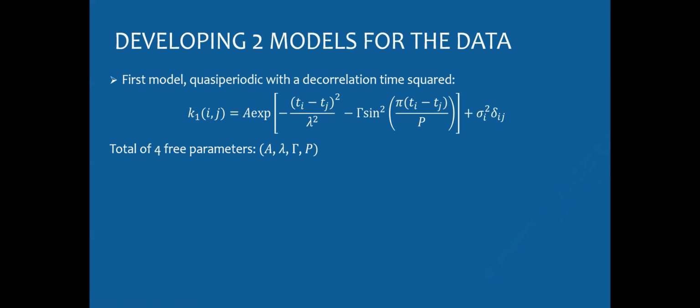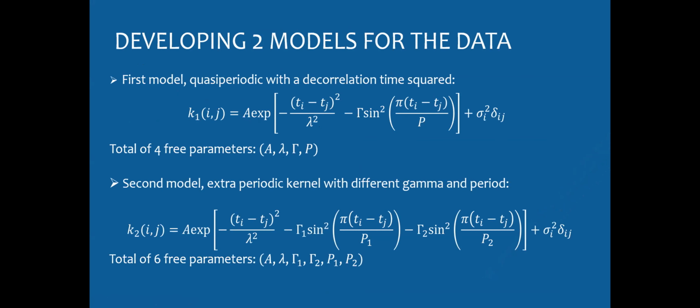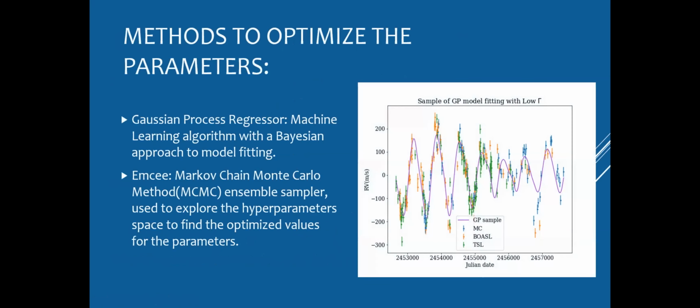The first model, as you can see here, has 4 different parameters. The first one is the amplitude. The second represents the lifetime of a spot. The gamma is the smoothness of the oscillations, and the P is the period observed. For the second model, I added 2 extra parameters for another periodic motion, a sine squared term, which has a different smoothness and a different period. The next step was to optimize these 2 models using 2 different tools.